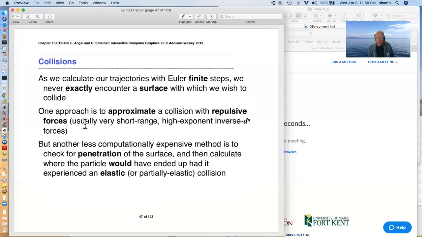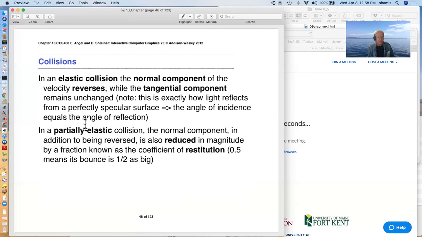And as I mentioned, a way to do collisions is repulsive forces, short range, high exponent, inverse d to the n forces. But you can also check for penetration of the surface and then calculate where the particle would have ended up had it experienced an elastic or partially elastic collision. In an elastic collision, the normal component of the velocity reverses. The velocity in gets turned around into a velocity out, while the tangential component is unchanged.